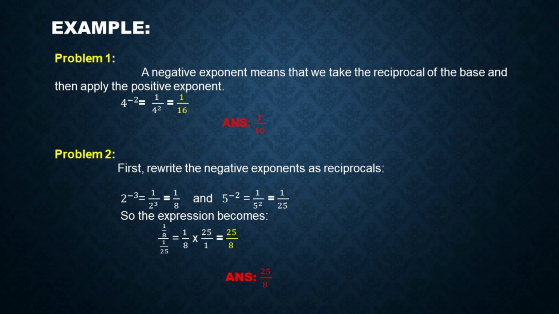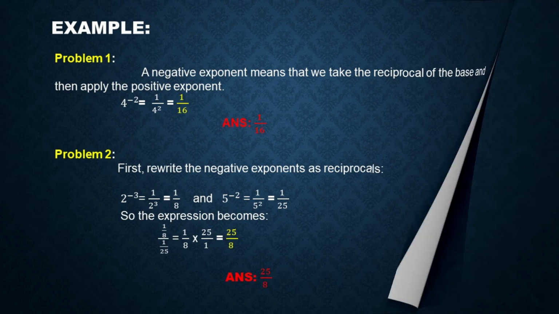To solve problem number 2, first, rewrite the negative exponents as reciprocals. 2 raised to negative 3 is equal to 1 over 2 raised to 3, which is also equal to 1 over 8. 5 raised to negative 2 is equal to 1 over 5 raised to 2, which is also equal to 1 over 25. Dividing two fractions is the same as multiplying the first fraction by the reciprocal of the second fraction. Therefore, 1 over 8 multiplied by the reciprocal of the second fraction, which is 25 over 1, will be equal to the final answer, which is 25 over 8.